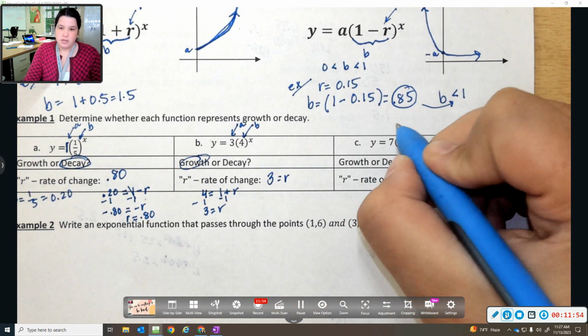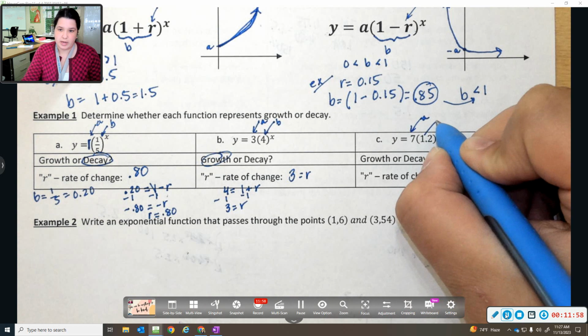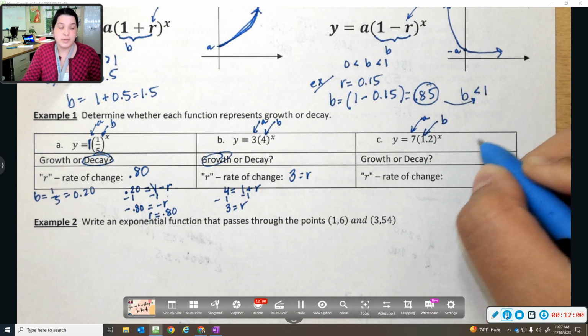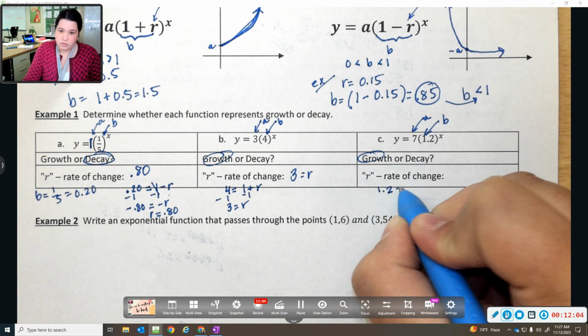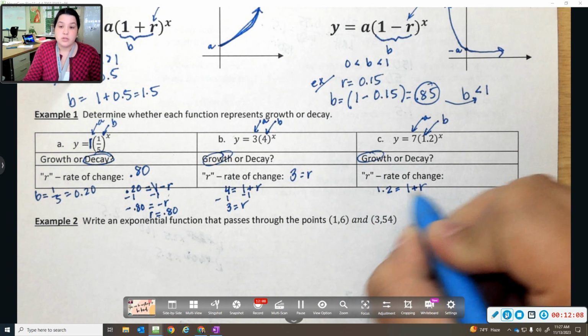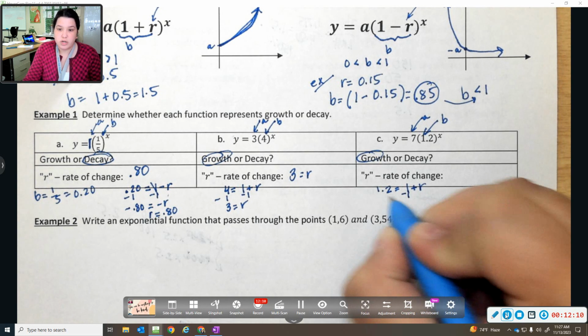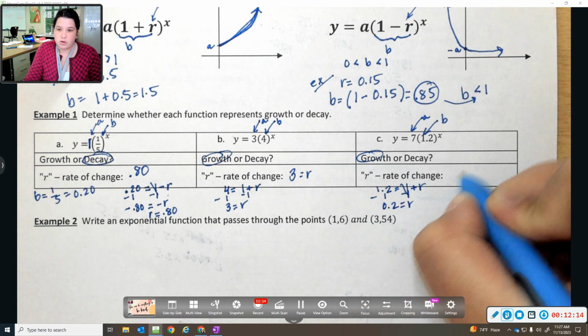All right, here's our A. That's the initial value. Here's our multiplier, B. 1.2 is greater than 1, so this is growth. And again, 1.2 is equal to 1 plus r, because this is B. So we're solving for r. Subtract 1, 0.2 is equal to r.